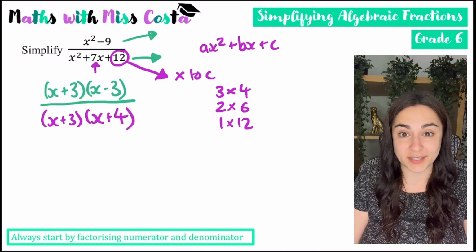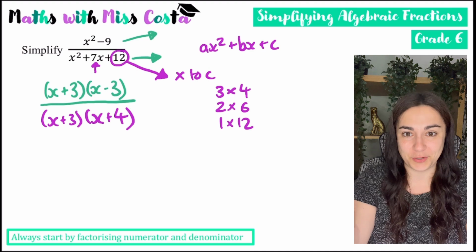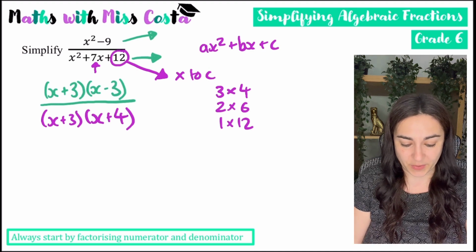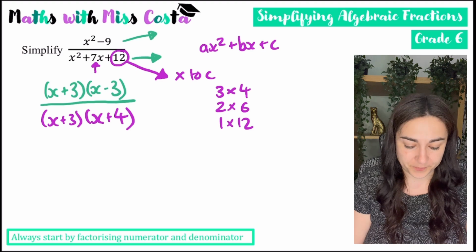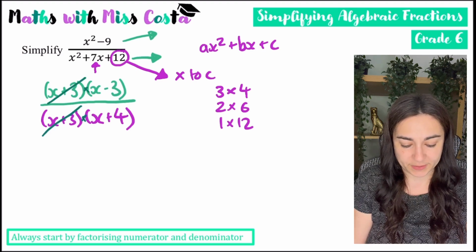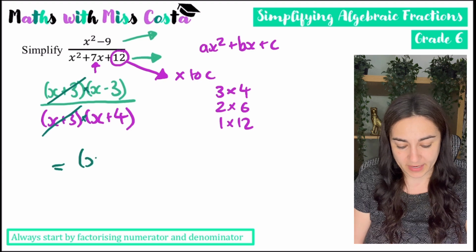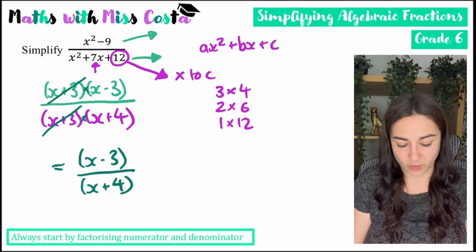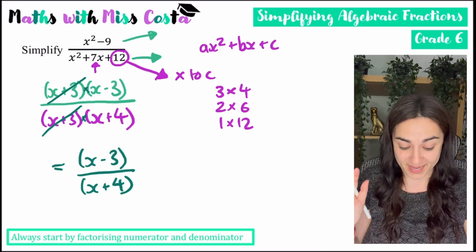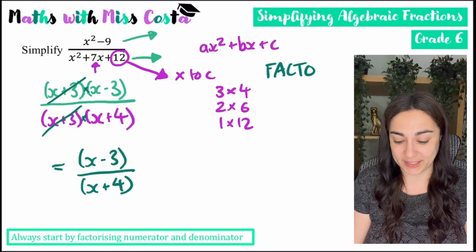Once you have factorised it, then hopefully one of the brackets on the numerator and one on the denominator are going to be equal. So because this is all a product, when I'm expanding brackets, it means I'm multiplying them. So I could cancel x plus 3, and I'd be left with x minus 3 over x plus 4. So whenever you see an algebraic fraction you're being asked to simplify, the first thing you need to think to yourself is factorise it.